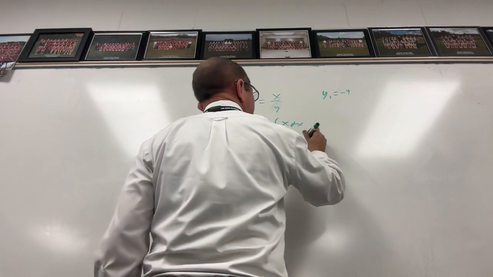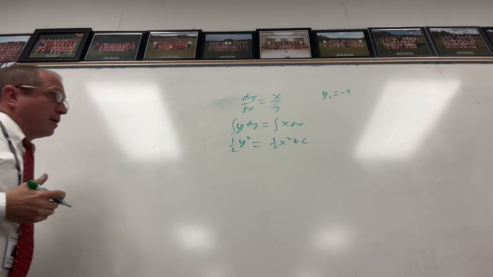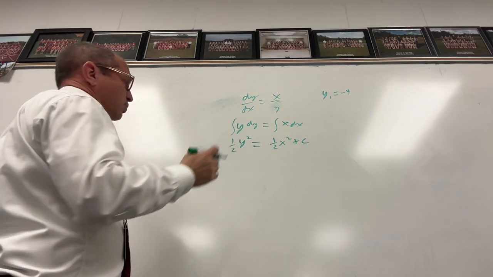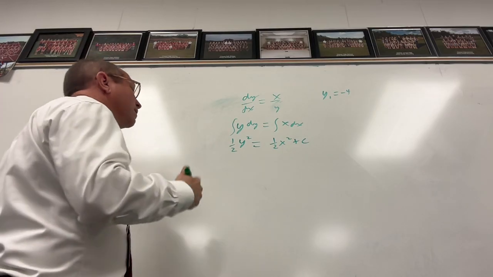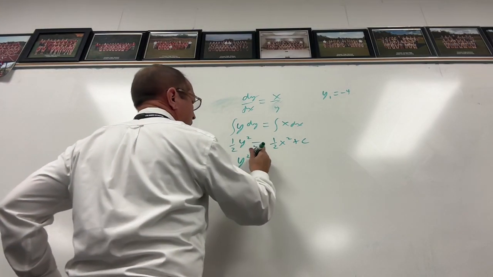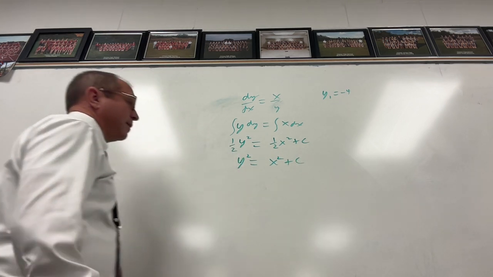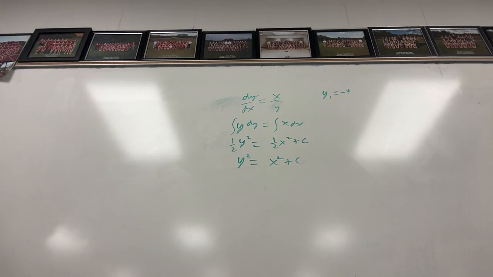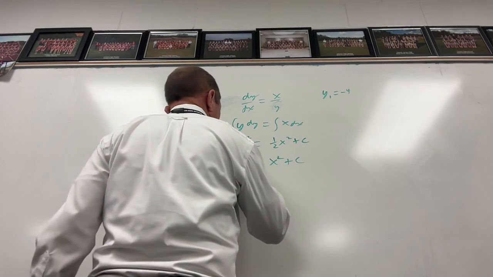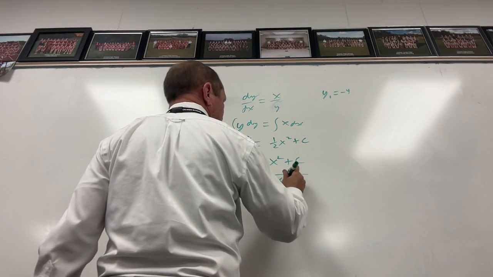Everybody okay here? Now, again, trying to get y by itself, let me multiply by 2 on each side. So y squared equals x squared plus c. Now we want to take the square root of both sides. So we get y equals plus or minus the square root of x squared plus c.